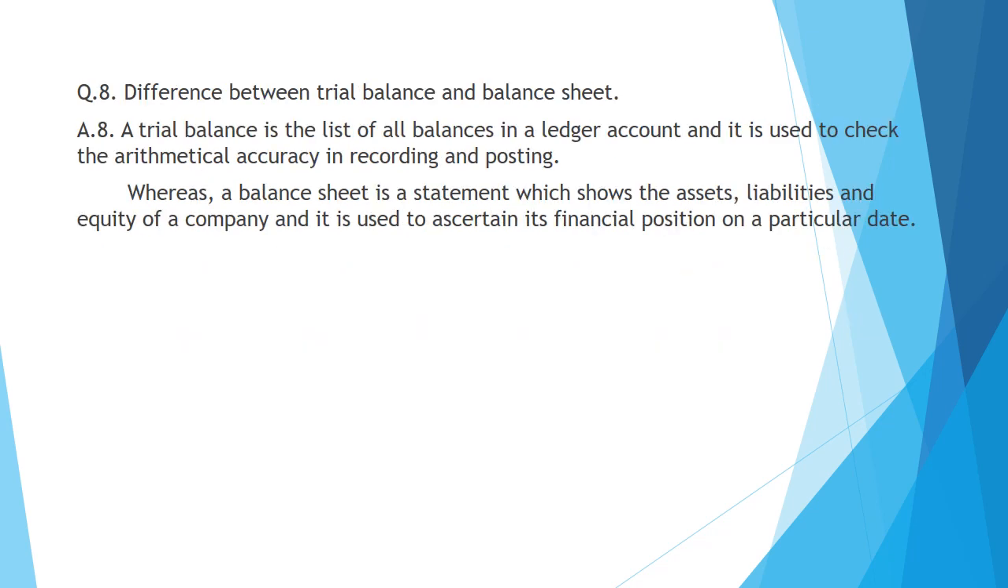Question number 8. What is the difference between trial balance and balance sheet? A trial balance is a list of all balances in a ledger account and it is used to check the arithmetical accuracy in recording and posting. Or we can say it checks the recording and the posting of the journal and the ledger entries. Whereas a balance sheet is a statement which shows the assets, liabilities and equity of the company and it is used to ascertain the financial position on a particular date of a particular company.